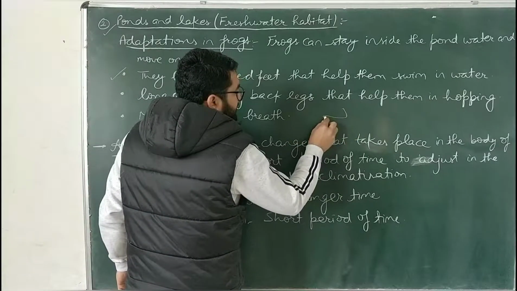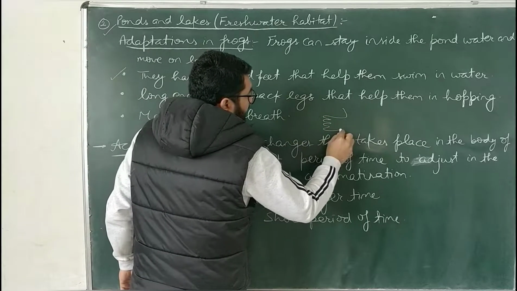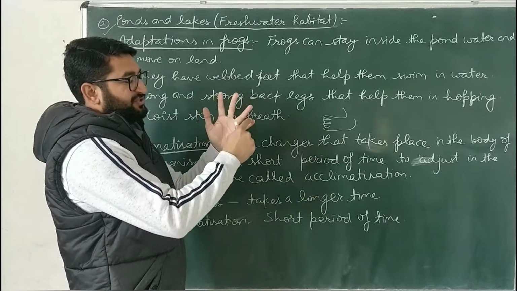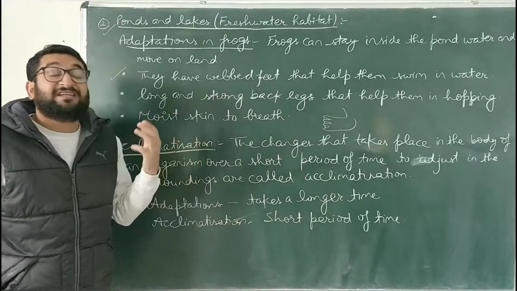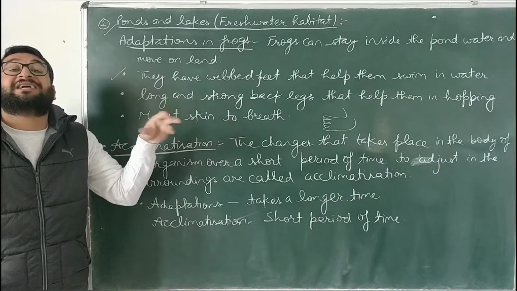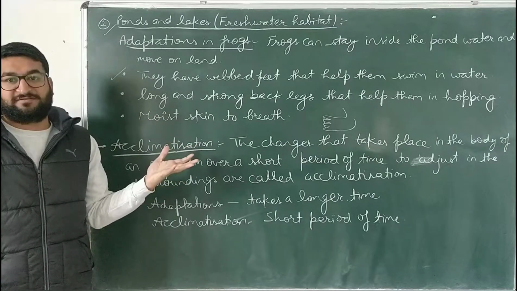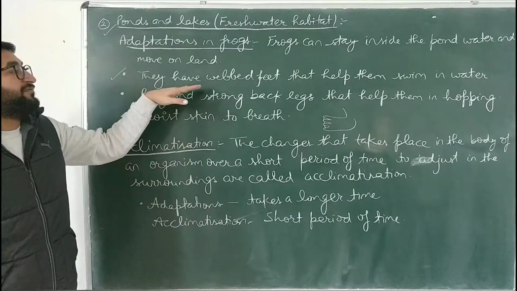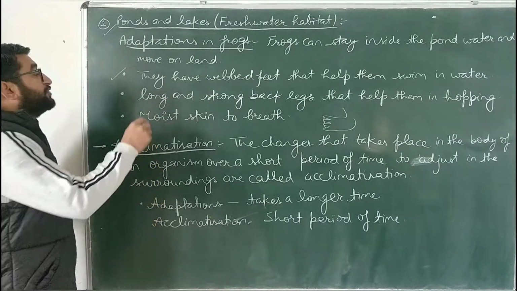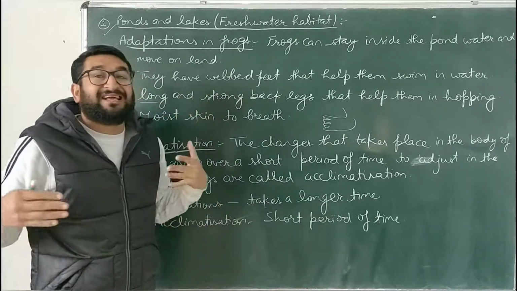Their feet have a web-like structure in between them. Their fingers have a web-like structure of skin between them that helps them to swim in water. Those webbed feet act as fins, and by this the frog can swim in the water. Next, it has long and strong back legs.